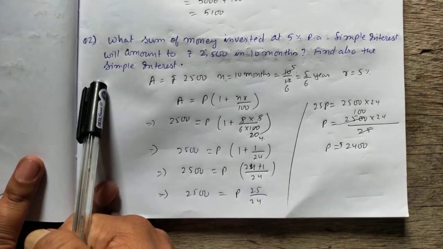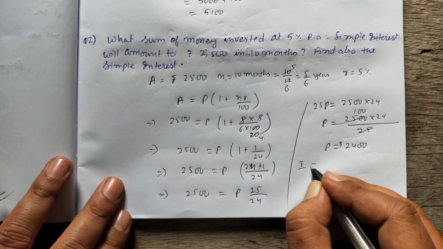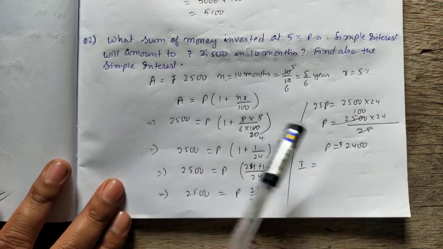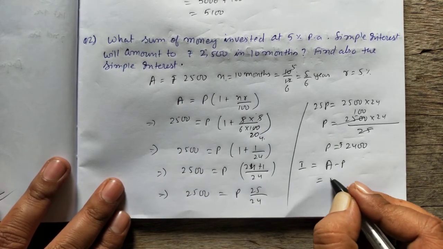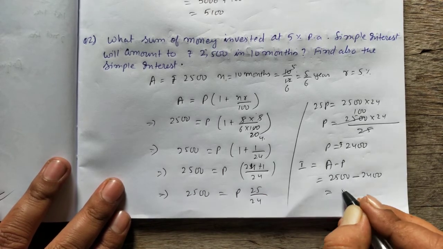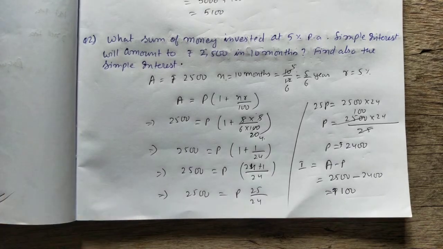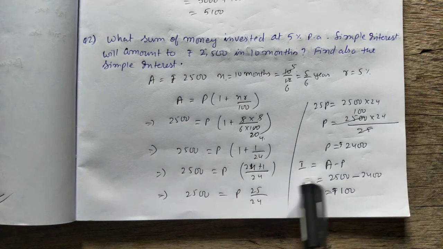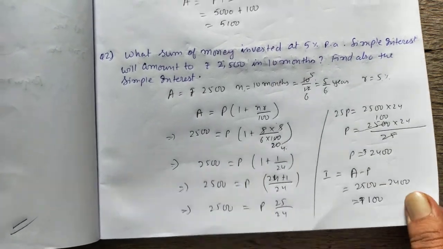They are also asking to find the simple interest. So interest will be, if you know A and you know P, we can do A minus P. A is 2500 and P is 2400. That means 100 rupees interest. If you know A and P, we can find the interest by subtracting. Okay, let's do question number 3.